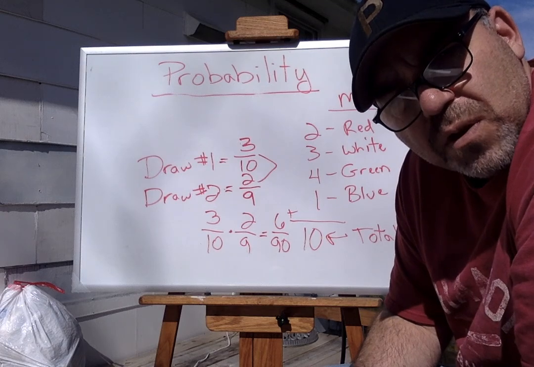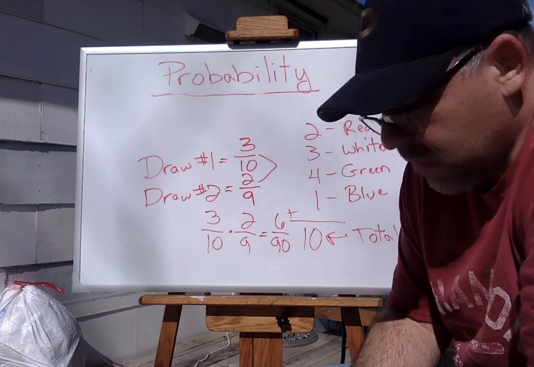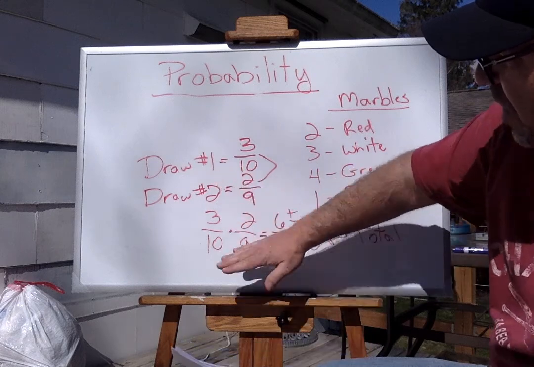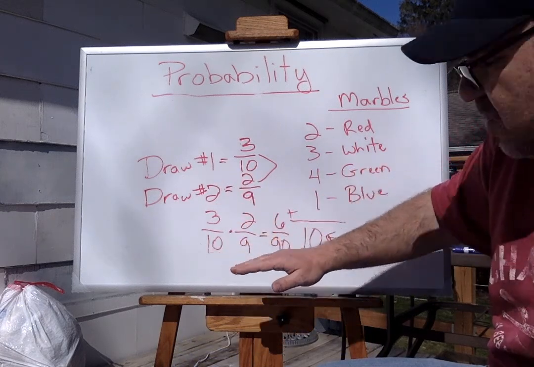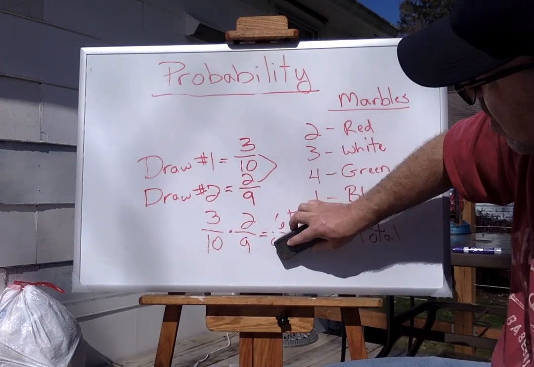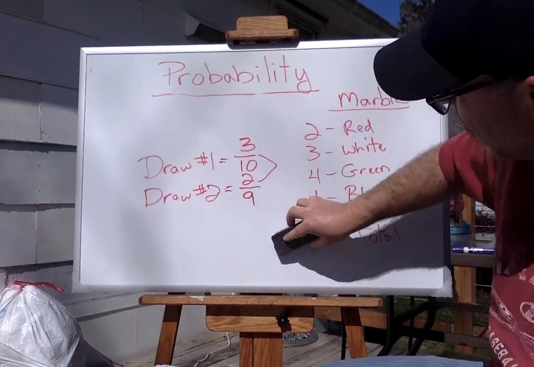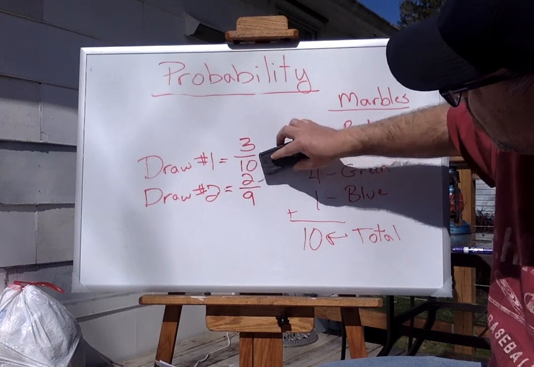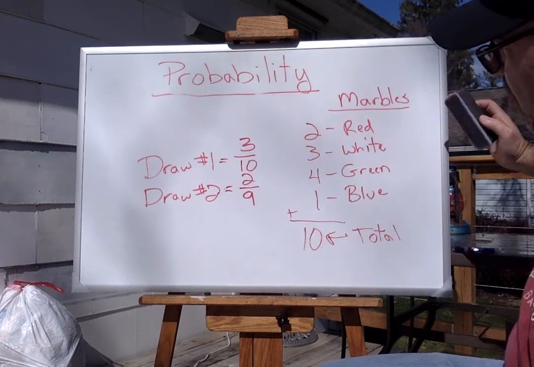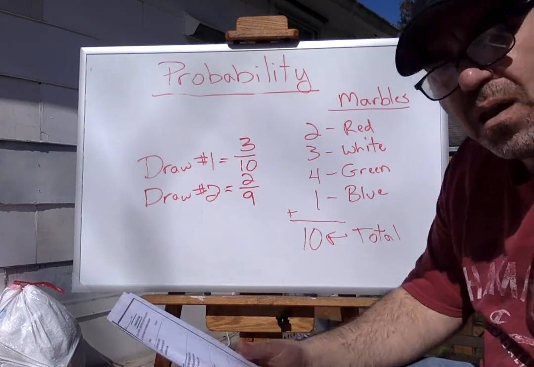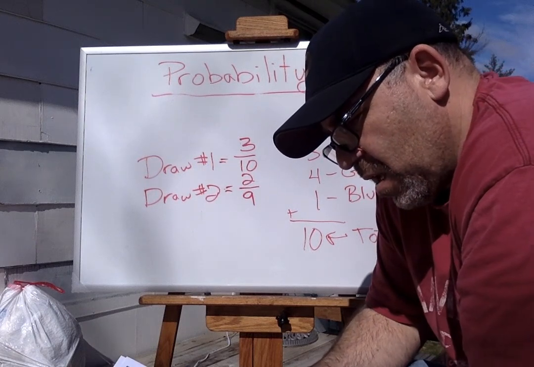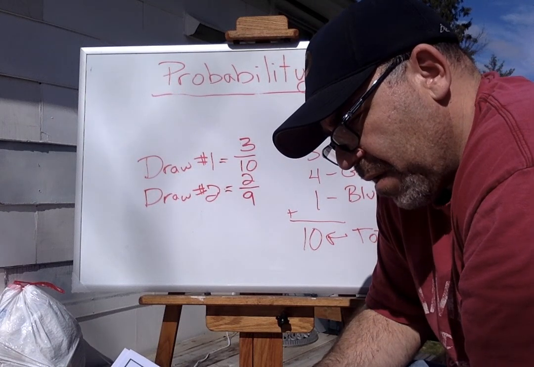I know it's a little confusing, okay? But let's forget this part right now. Let's just simply worry about what these 2 probabilities will be. Okay? All right. Take a look at the next question.